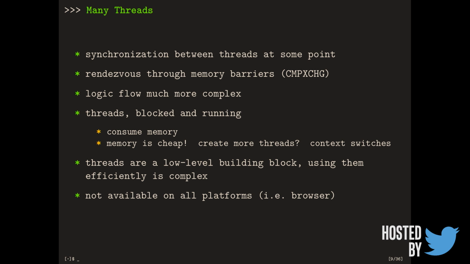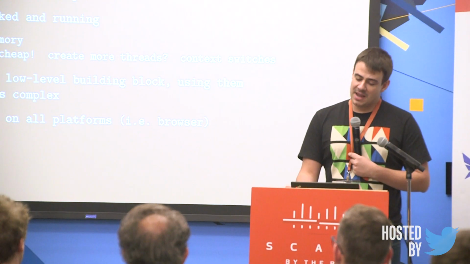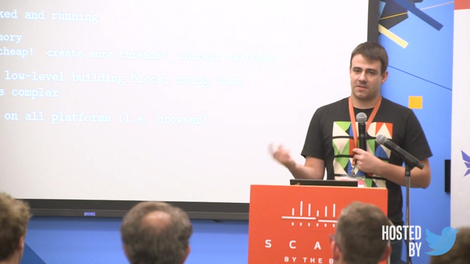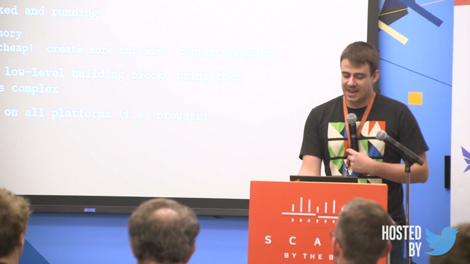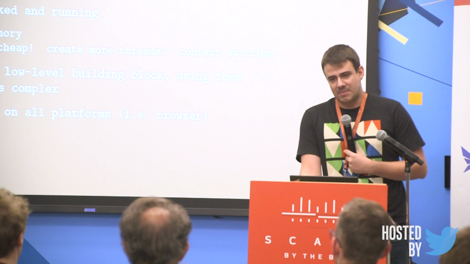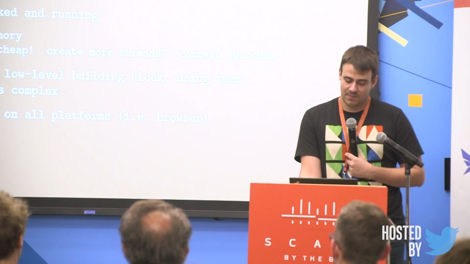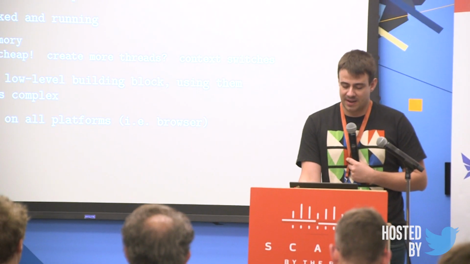And furthermore, threads, even if they are blocked, so even if you're not running them because they're waiting on a network call, are still consuming memory. We can say again, memory is cheap, just throw in some more RAM. The problem though is that we still have the issue of context switches if we are dealing with many threads. So they're a low-level building block, but it's hard to use them as efficiently as possible. They're essential, but very hard to use right.